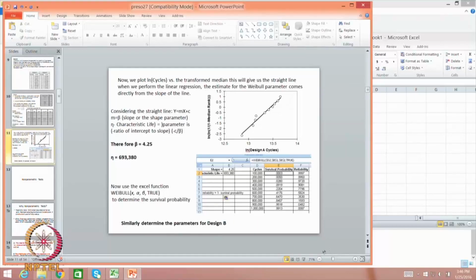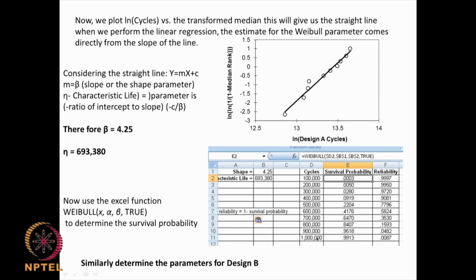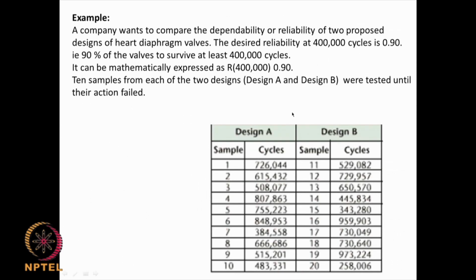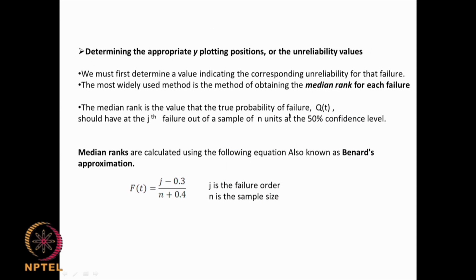The other one, design B, same type of calculation, and we can determine the survival probability. Okay. And then from these two we can decide which design to accept. This is how you need to do. It looks very complicated, but it is a very useful type of approach.